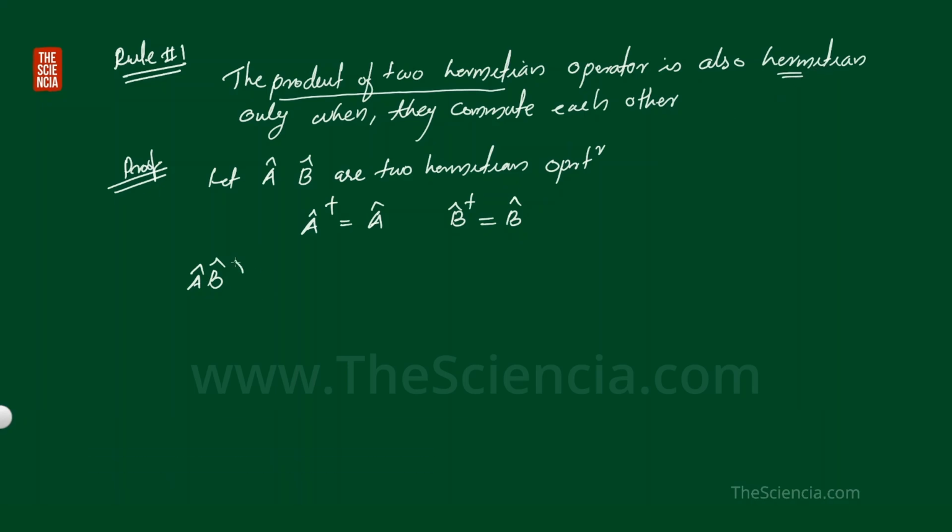To find out whether it is Hermitian, we have to take the dagger, right? So (AB)† is equal to B†A†. And we know B and A are Hermitian operators, so this is equal to BA. Here the order is very important. Here it is AB, but after taking the dagger, the order is BA. That is, if there is an operator acting on a vector psi, then B will first act on it.